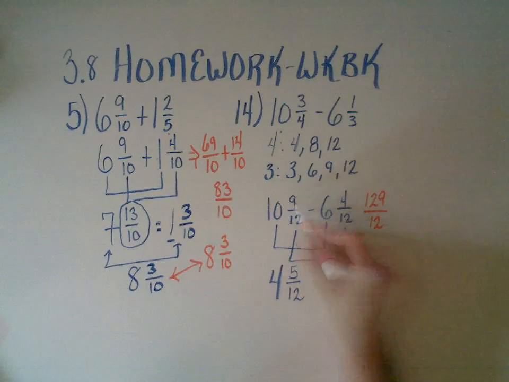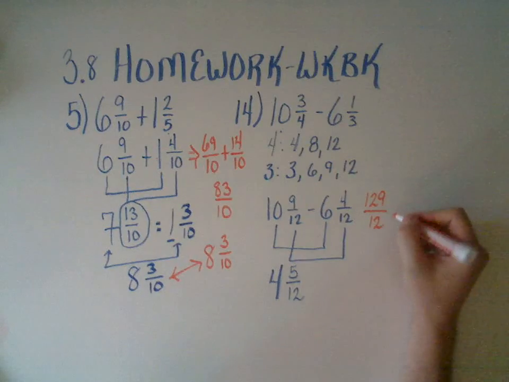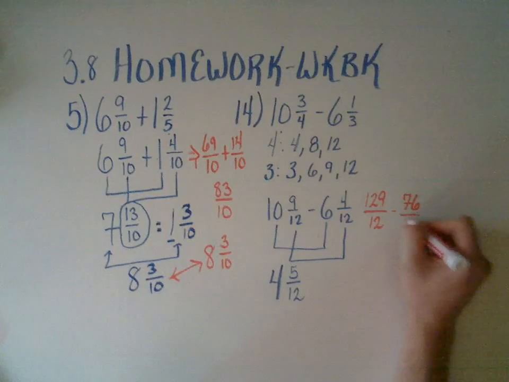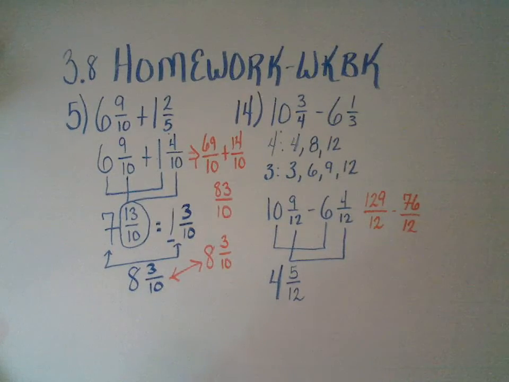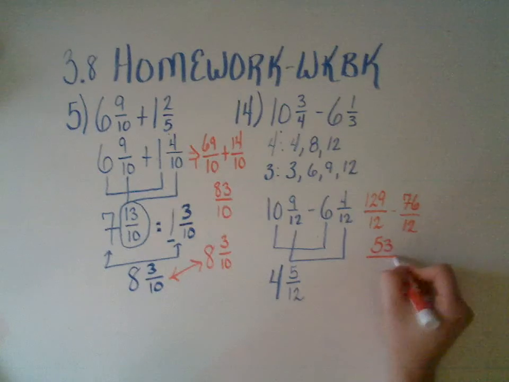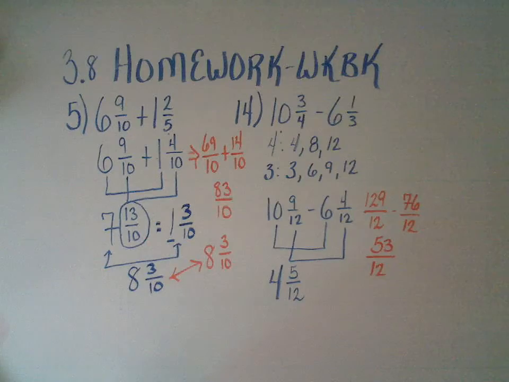12 times 10 is 120, plus 9 is 129. With 6 and 4 twelfths, 6 times 12 is 72, plus the 4 is 76. So that's 76 twelfths. Now I'm subtracting here, so I'm going to do 129 minus 76, which is 53. And remember, the denominator stays the same, 12.